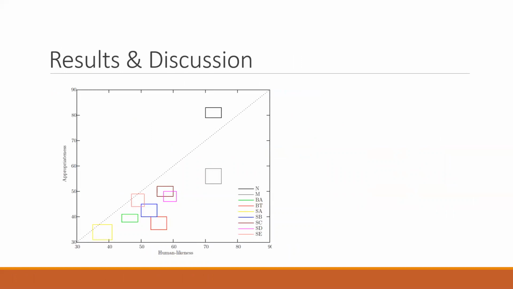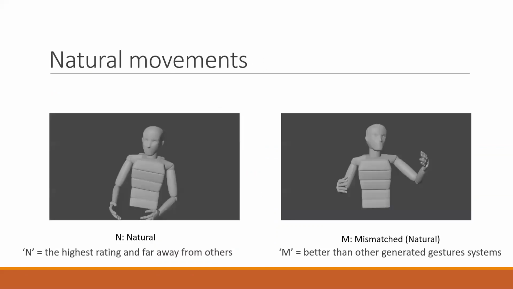So let's look at the results. The first thing we found is that natural gesture motion shows the highest rating in both N and M conditions. It wasn't surprising that the N condition is the best. But personally, it was surprising that the M condition is better than the generated systems in the challenge.